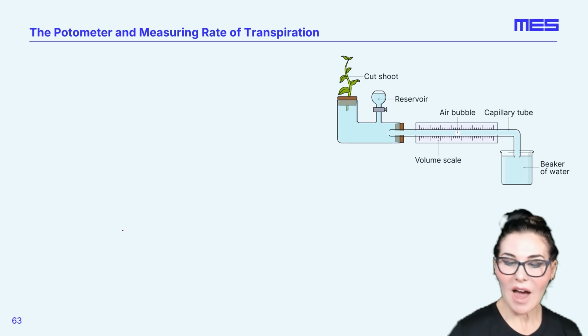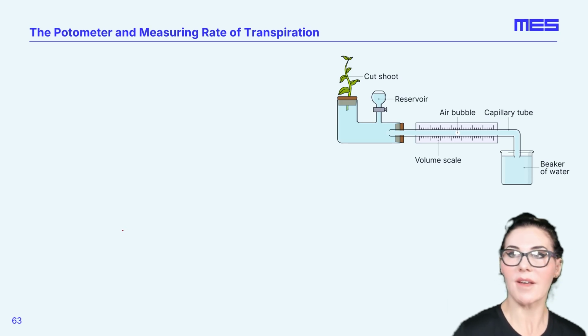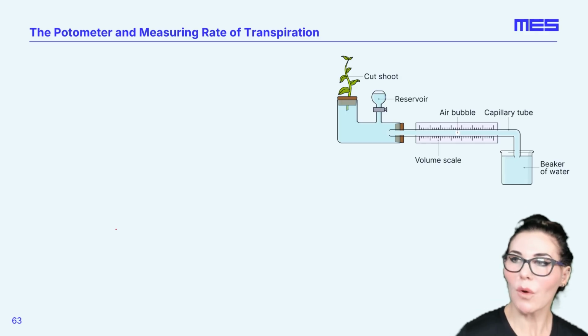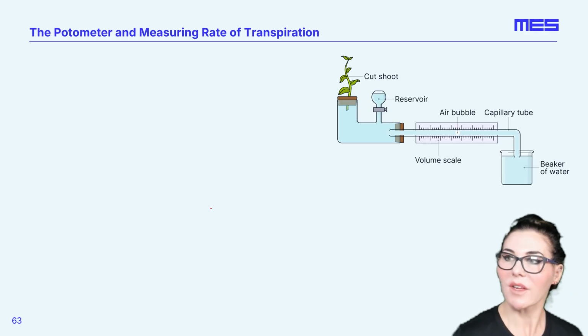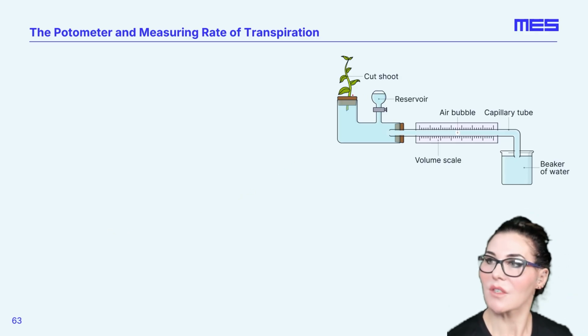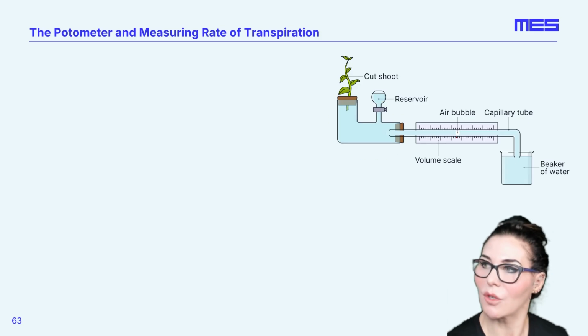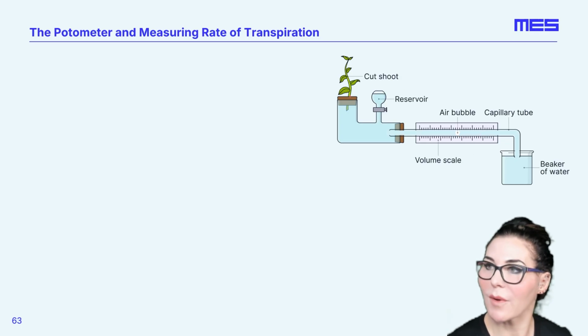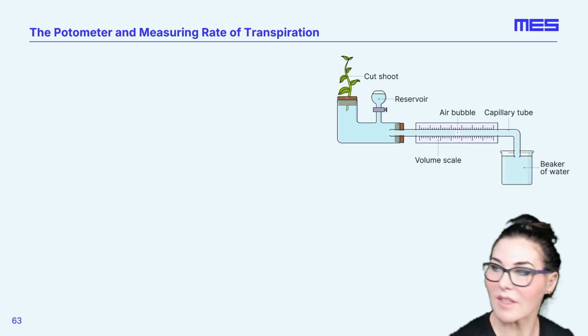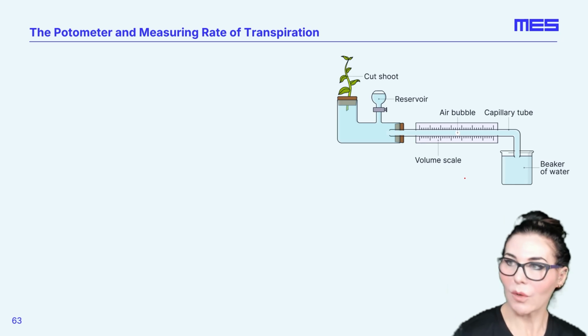In terms of how we would measure the rate of transpiration, the equipment that we'd use to do this is called the potometer, a bit of an old-fashioned piece of equipment. What it consists of is glass tubing which is attached to a capillary tube that has a ruler on it, so you can measure a distance, and there'd also be an area where you could put your plant to be investigated and a beaker of water. How does it work?